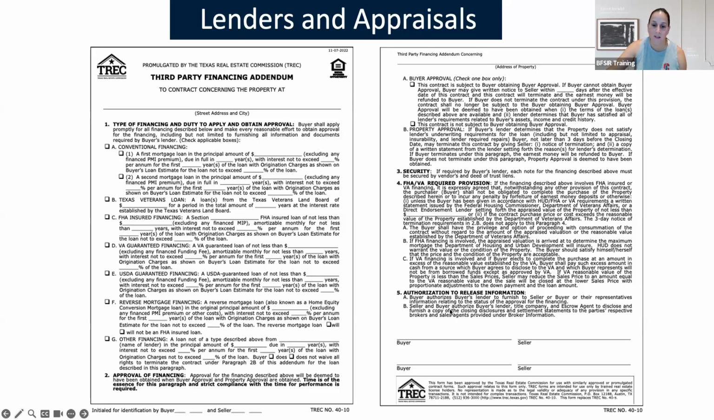And then it also says seller and buyer authorize buyer's lender, title company and escrow agent to disclose and furnish a copy of the closing disclosures and settlement statement. So we can get both sides regardless, and the other side can get both sides regardless. So questions about that? Just want to make you guys aware of that.